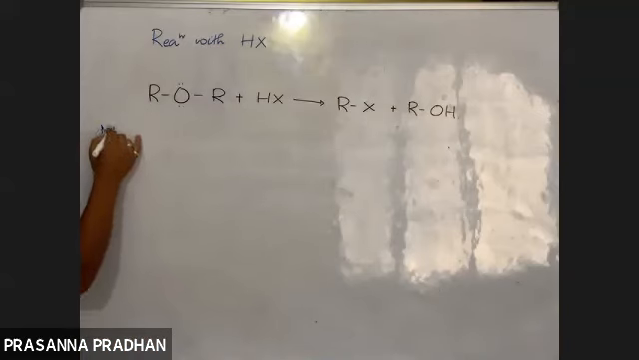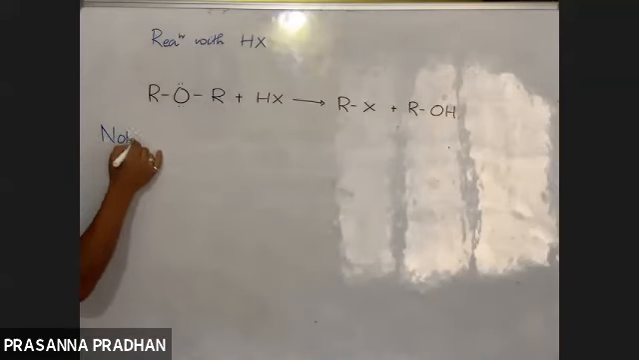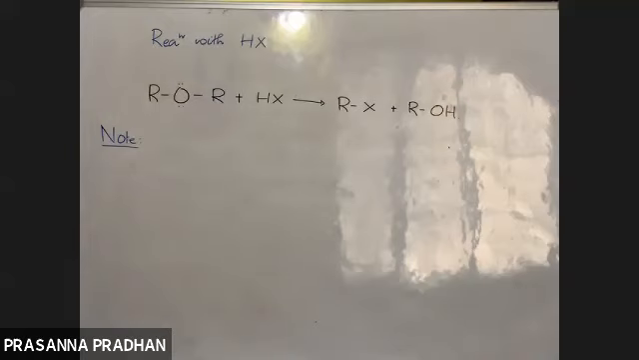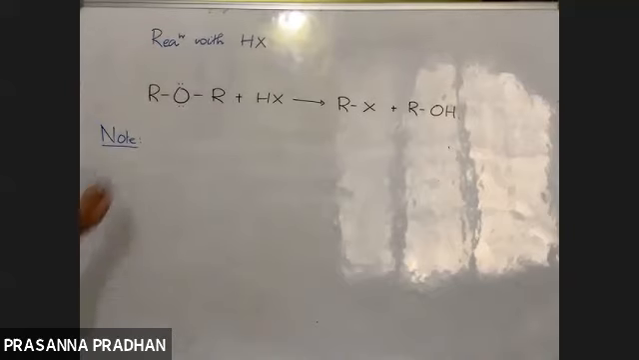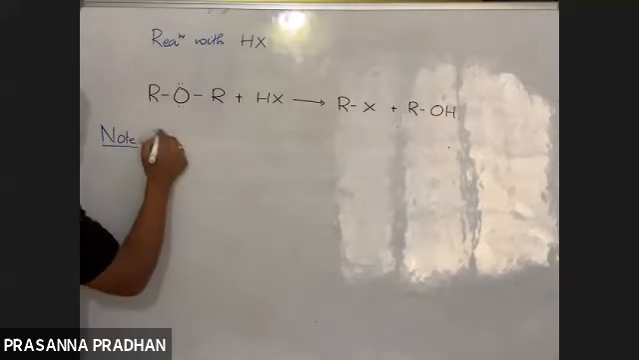Note down one thing. When the alkyl groups are the same, the ethers are called symmetrical ethers. So, what are symmetrical ethers? When both the alkyl groups are the same. But when the two alkyl groups are different, the ethers are known as unsymmetrical ethers.